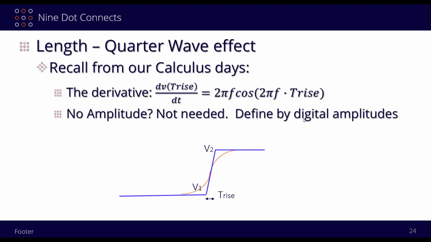Well, it's not needed because it's defined by the digital amplitudes, which would cancel out anyway, because we're also going to take the fact that we know that from V1 to V2 over the rise time is equivalent to this. So the amplitudes would drop out anyway. One thing to understand is that when we model this, we're modeling it based off the same signal amplitudes, so the sine wave is going to have the same amplitudes that we have for our square wave.